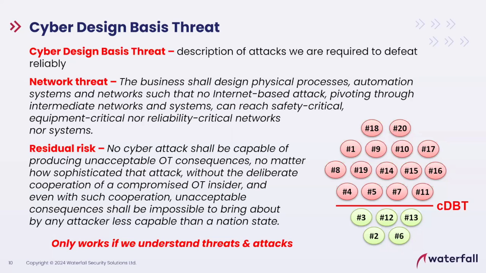And so one of the tools that I recommend when we're using the engineering perspective of CIE and looking at 62443, instead of just saying security level 4, security level 3, put a directive together saying, we will design physical processes, our automation systems, and our networks such that no internet-based attack, doesn't matter how powerful, no internet-based attack, pivoting through intermediate networks can reach safety critical equipment or reliability critical networks or systems. That is sort of a clear directive.